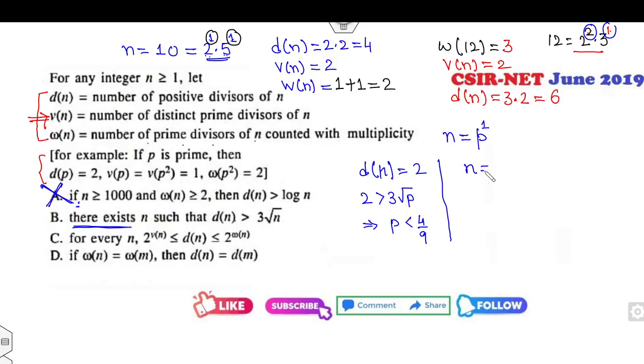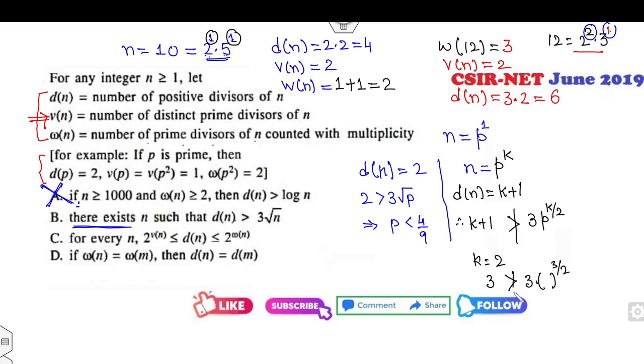Look at that. n is any composite number. So then I can write this as p raised to the power alpha, or I can choose n as p raised to the power k for any k. Then what is d of n? It is k plus 1. So if I substitute in the equation 3 times root of n, does it satisfy? No. For any k I can choose. If I choose simply k equal to 2, then 2 plus 1 is 3. Then 3 into some power raised to the power 3 by 2. Definitely this number is not greater than. Therefore, there does not exist any such number.